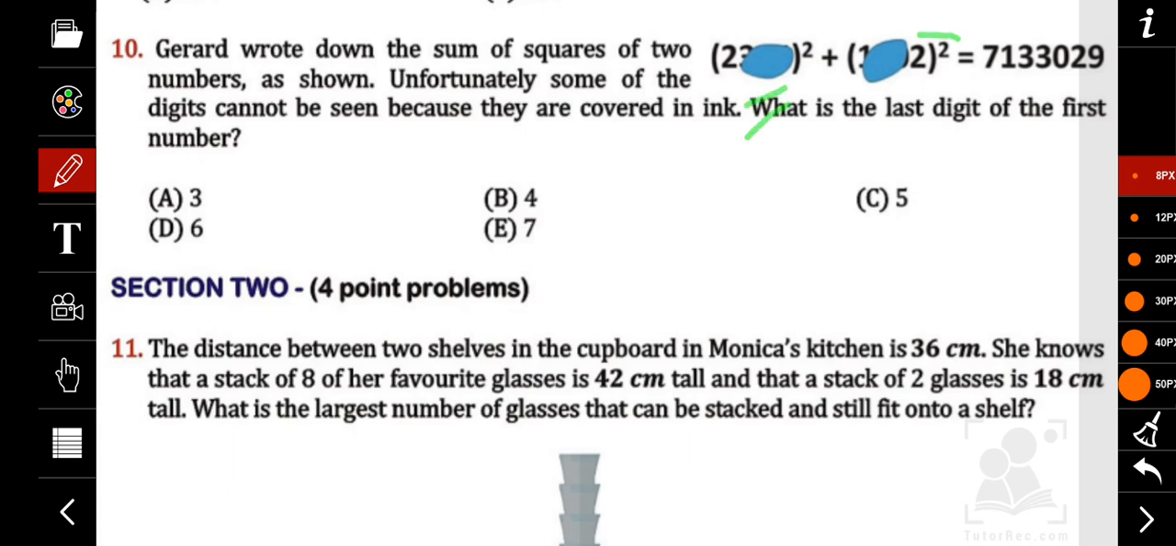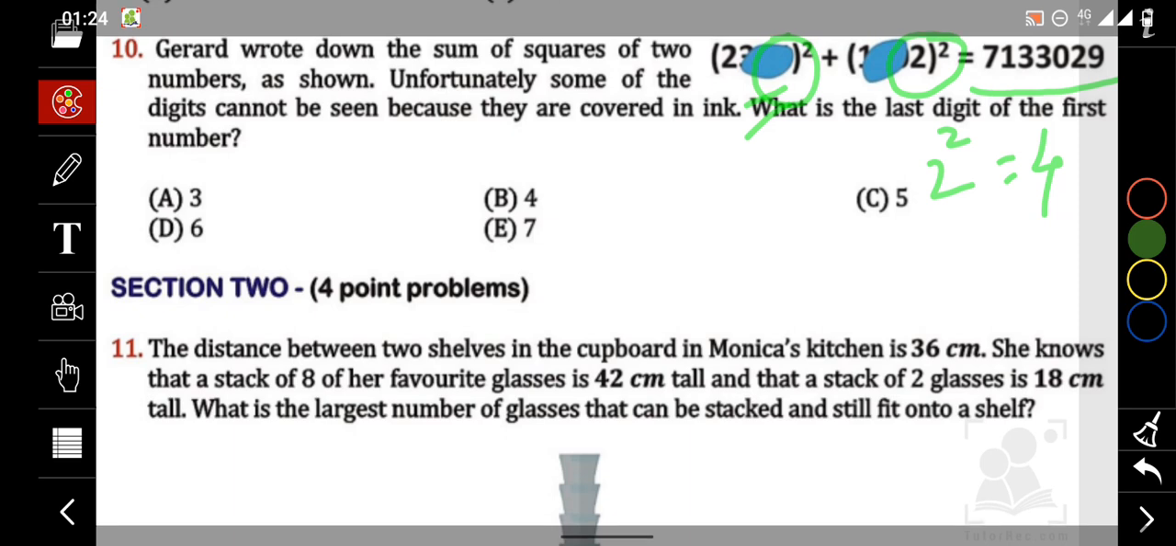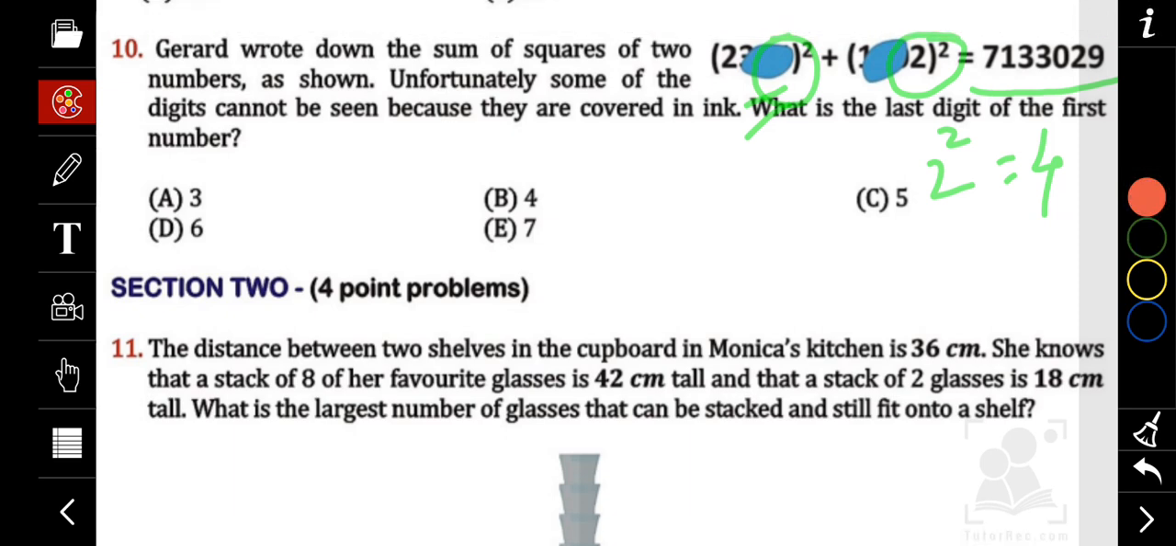Okay, as we can see that the second number contains 2 at its units place, and its square is obviously going to have 4 at its units place. So if we observe the number on the right side, it contains 9 at its units place. So this number over here must have a digit 9 minus 4, that is 5.